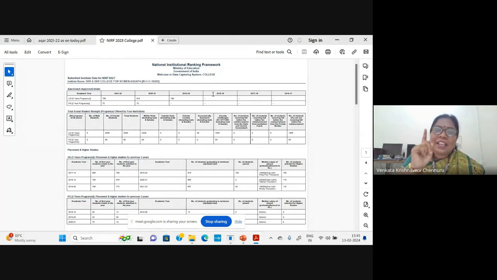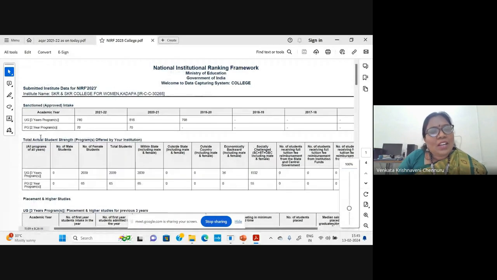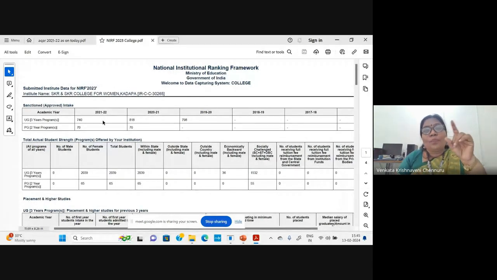First we will be submitting AQAR by the end of the year, December, and then in January or so, most probably NIRF also will ask us for some data. Look at the data here, they are asking about approved intake. So what data will we be collecting from the admission section? About the number of students, data we will collect.